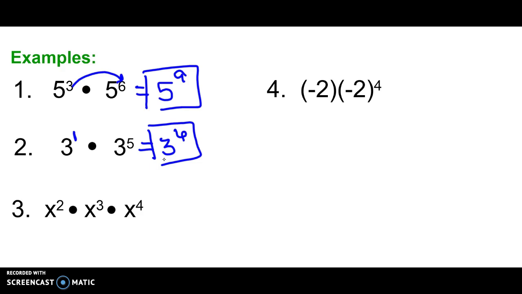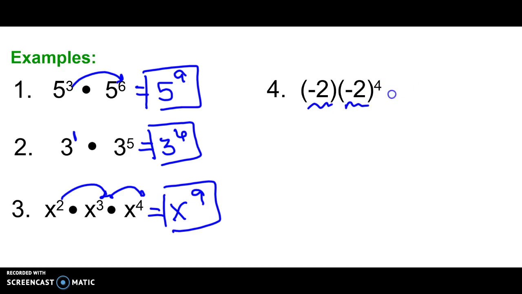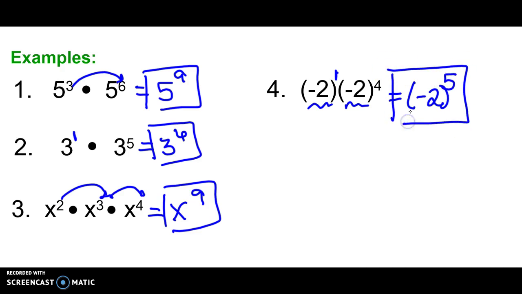In number 3, I have x squared times x to the 3rd times x to the 4th. My base is x, and then I add them. 2 plus 3 is 5, and 5 plus 4 is 9. And number 4, my base is -2. Notice that it's in parentheses, so I'm going to write it in parentheses. -2 by itself has an exponent of 1, and 1 plus 4 is 5. Again, leaving the -2 in the parentheses.